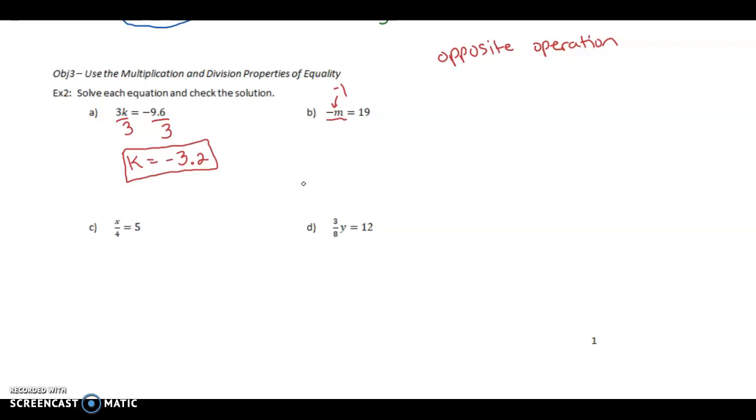In order to solve for m, we're going to divide by negative 1. So m equals positive 19 divided by negative 1, which is negative 19. So again, when you see a negative in front of a variable, it's being multiplied by negative 1. So in order to undo that and do the opposite operation, we're going to divide both sides by negative 1.